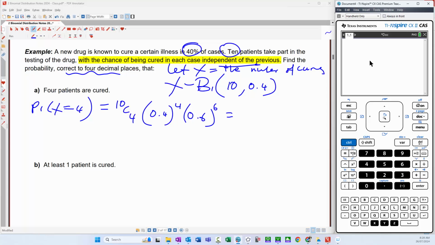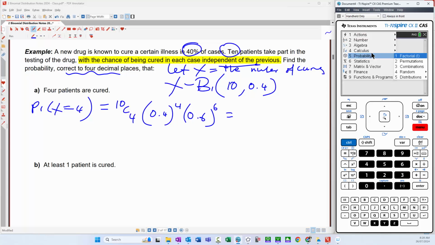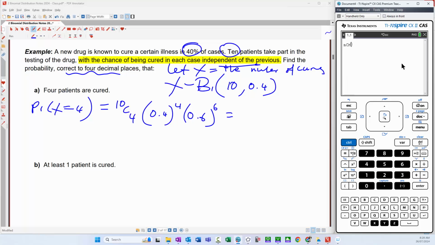Okay, so we're going to use nCr. Just recall that nCr is here, combinations. And we go 10, 4. Then we're going to multiply that by 2/5 to the power of 4. Times, what's that, 6/10, 3/5, of course it is, to the power of 6.